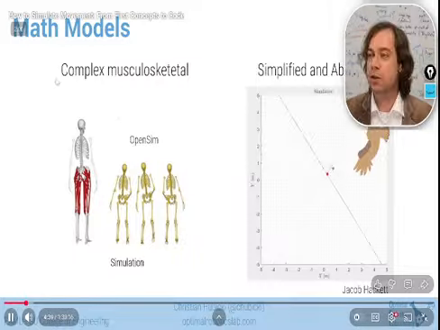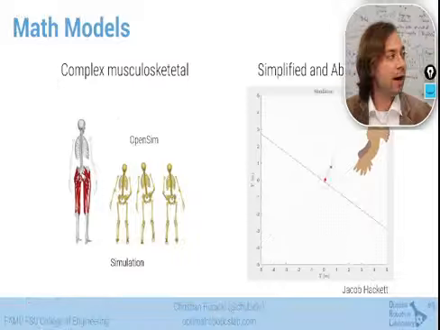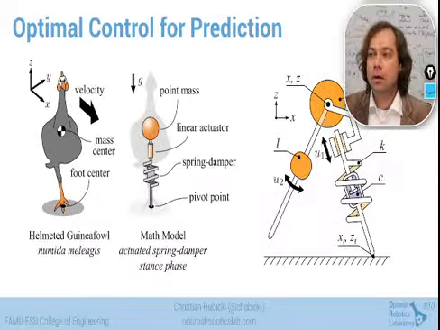This is a very simple predator-prey interaction model by my student Jacob Hackett. The idea is that this little rat is running away from some kind of owl that's chasing it down. You have a very simplified model, which is just a little mass that's being pushed around by a force, and they're trying to avoid each other using optimal control, right? So you can also use models with optimal control.